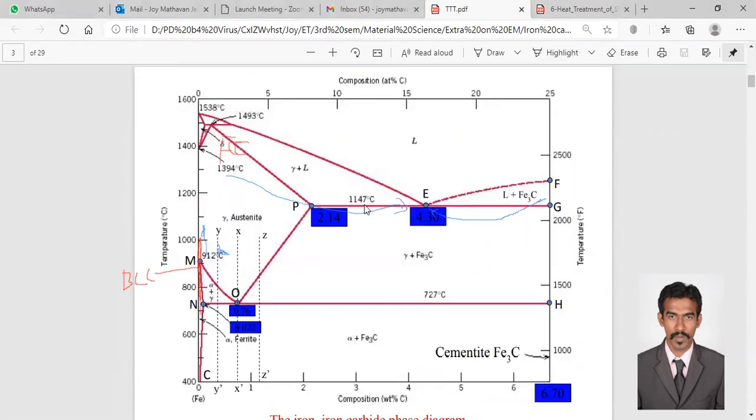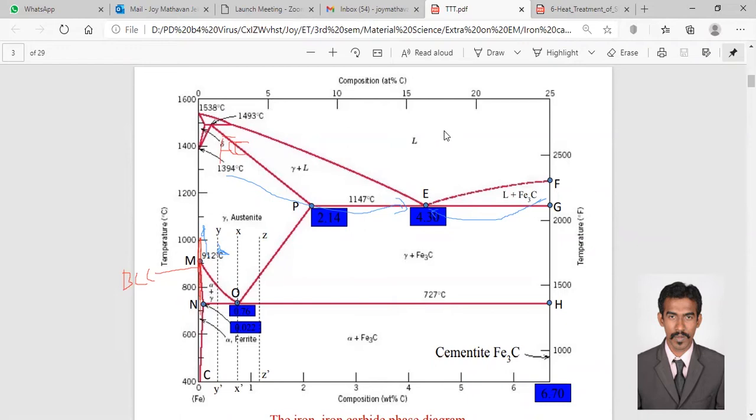The temperature is 1147. At 1147, the solubility of carbon in gamma Fe, that is austenite, is 2.14 percent. But when it comes to liquid solution, you see here that is liquid, the solubility increases to 4.3 percent.